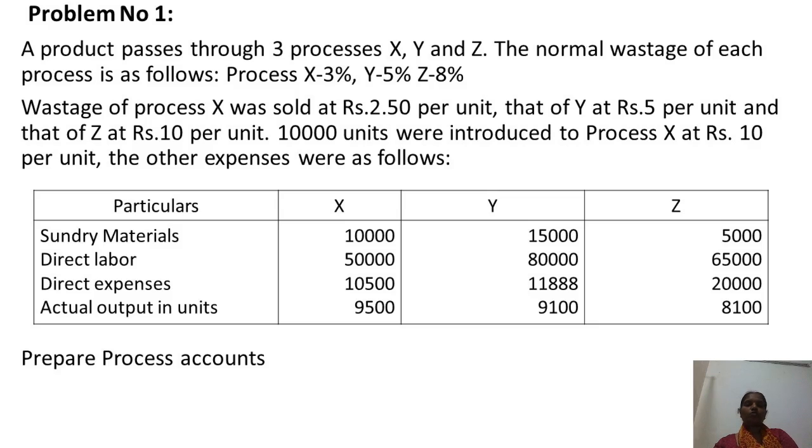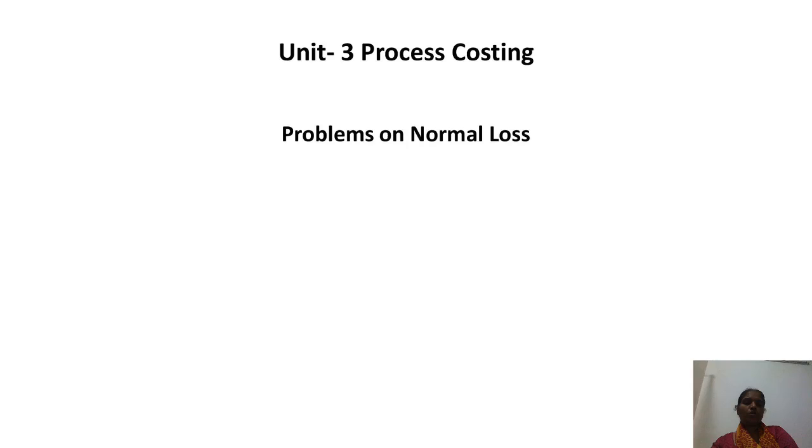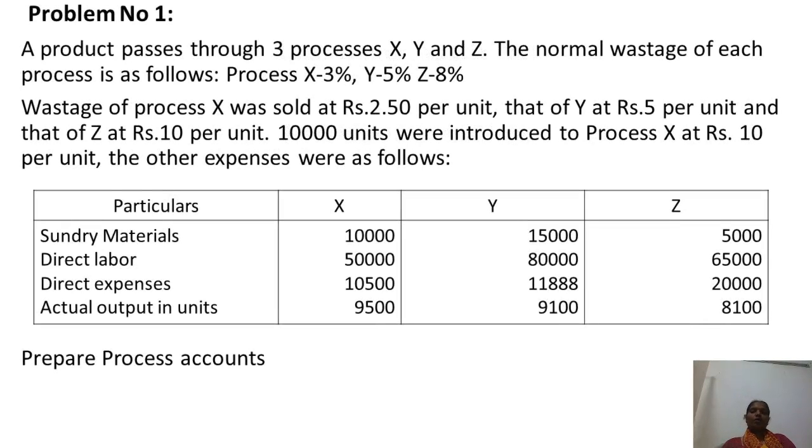In this problem they have asked us to prepare only the process accounts, even though the problem deals with normal loss, not abnormal loss or abnormal gain. So first of all we have to open the process X account, process Y account and process Z account. They didn't ask us to write any more accounts, so we are writing only these three accounts. We start with process X, then write process Y, and then process Z.